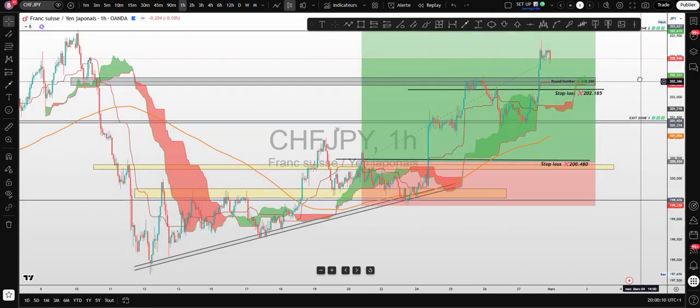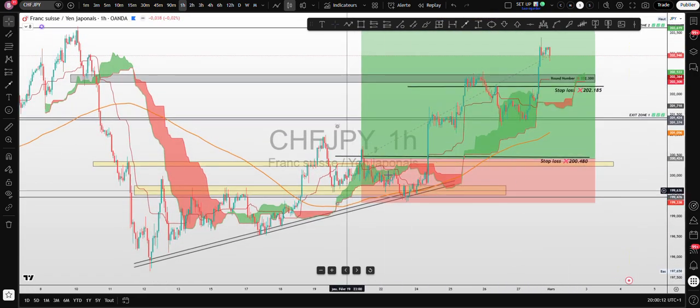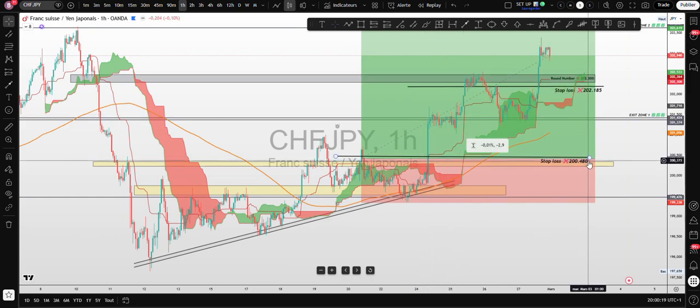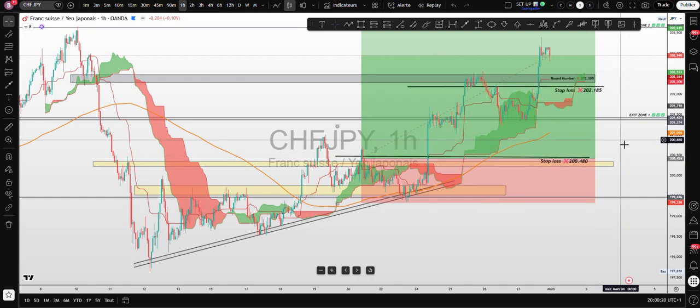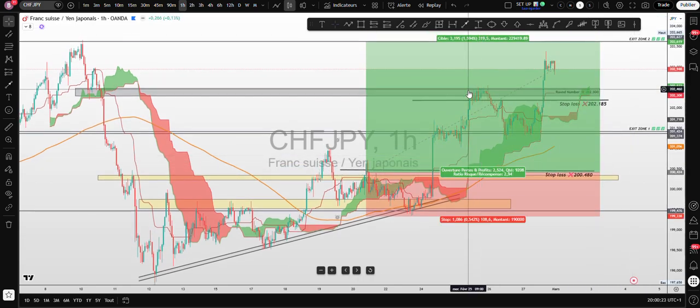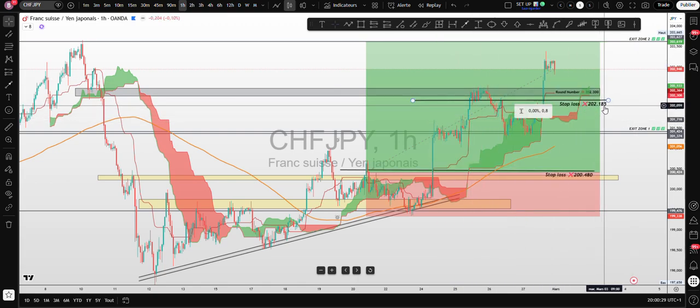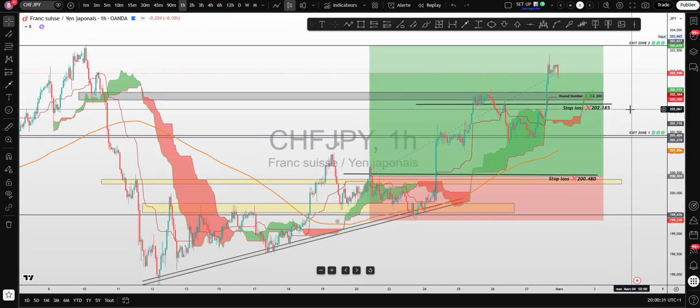So I have moved my stop losses up incrementally. When the market reached the level of exit zone number 1, I then moved my stop loss to the 200.480 level. After that, the market moved in the right direction, and I moved my stop loss to the 202.185 level. Here are my market predictions for this upcoming week.